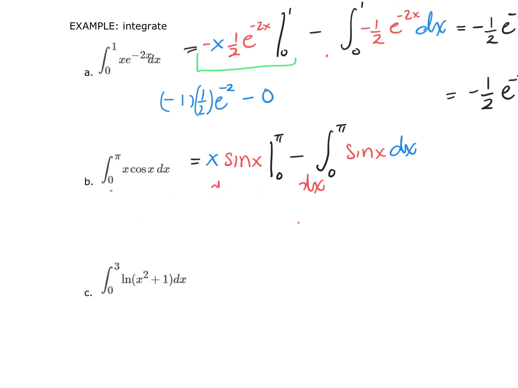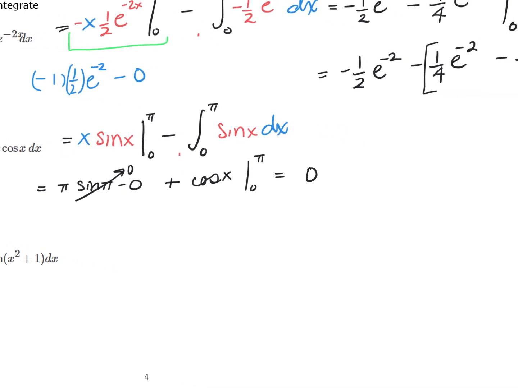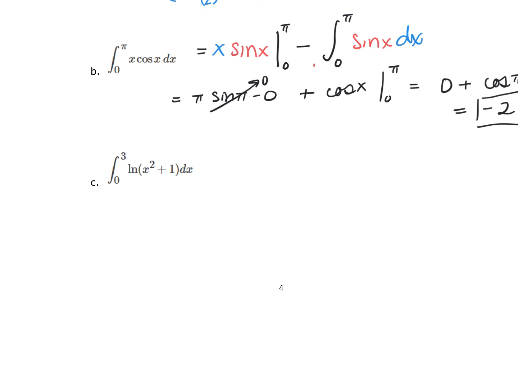Okay, so once again, we're going to evaluate. So when we evaluate at pi, I'm going to have pi times the sine of pi minus 0. The sine of pi is 0, so this whole thing goes to 0. And then minus the integration of negative sine is positive cosine of x evaluated from 0 to pi. So I have 0 plus the cosine of pi minus the cosine of 0. So the answer is negative 2. Let's take a look at our last example here.